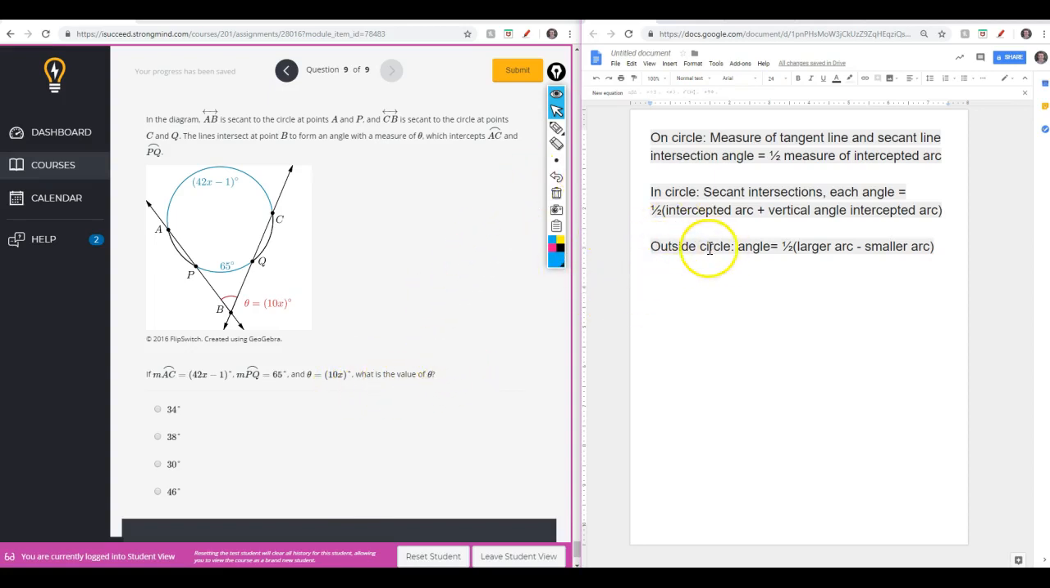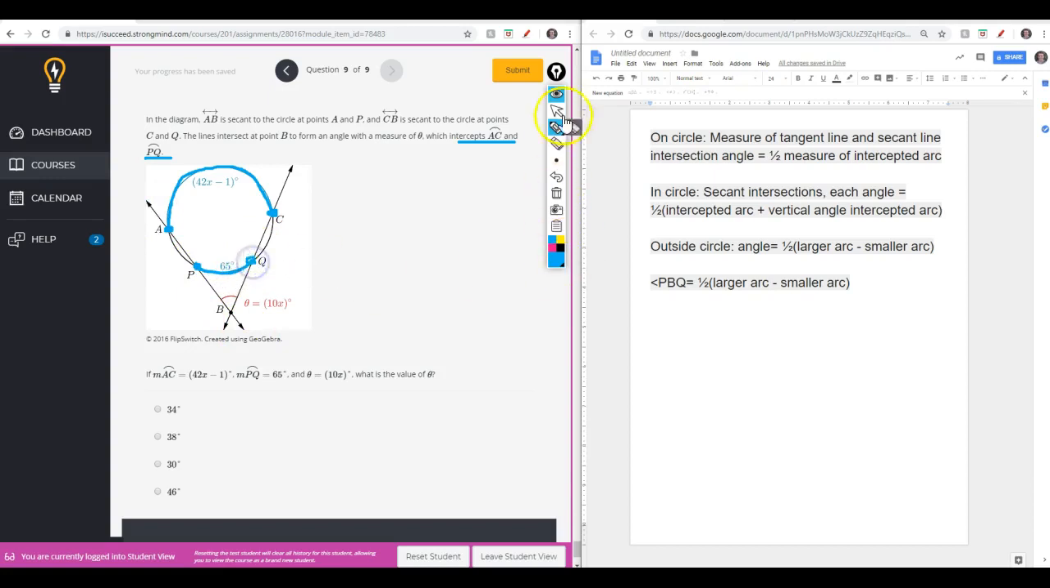Okay, so this is outside the circle. The angle's formed outside the circle, so I'm going to copy down what I had interpreted that formula to be into words. So we have this angle PBQ, and it tells us that it intercepts these arcs AC and PQ, again where those lines intercept the circle.